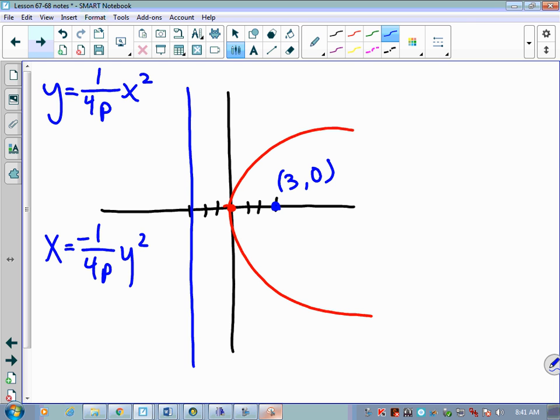Okay, we're going to start off with this. And because our focus is 3, 0, my x in this case is 3. So I have 3x.